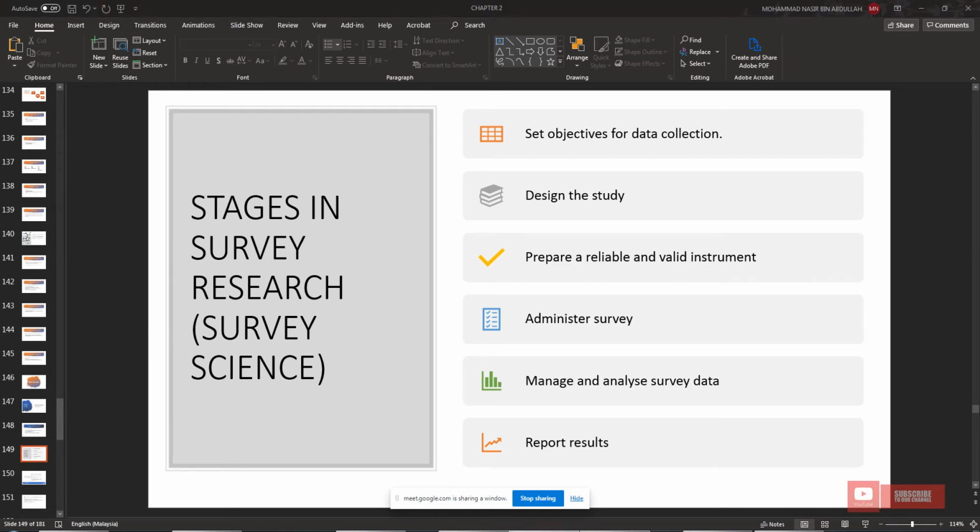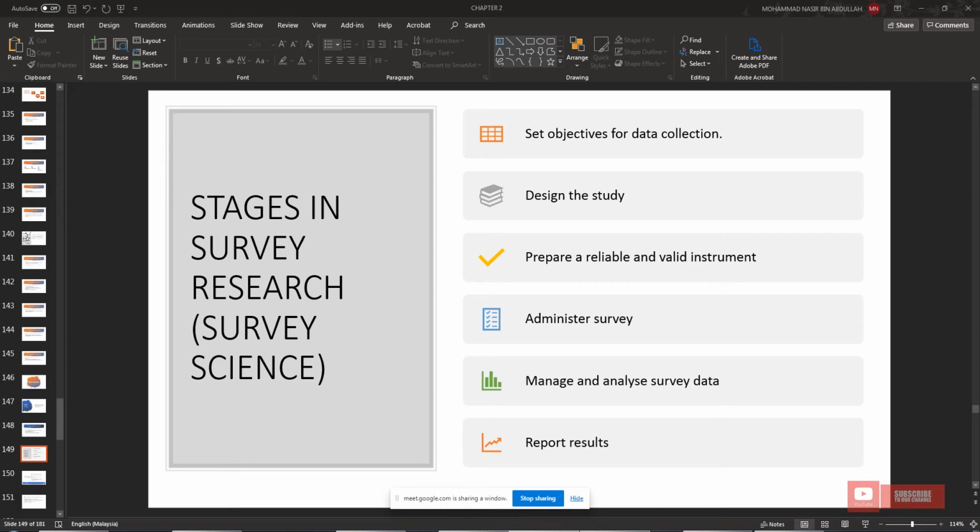Then I need to prepare a reliable and valid instrument. That means I need to design a questionnaire that can answer my objective, right? A set of questionnaires that can answer my objective means that, for example, the first objective is I want to measure the knowledge of the respondent regarding dengue fever. So I need to create a question that measures that, right? For example, to know knowledge, I need to ask a question regarding the knowledge of dengue fever.